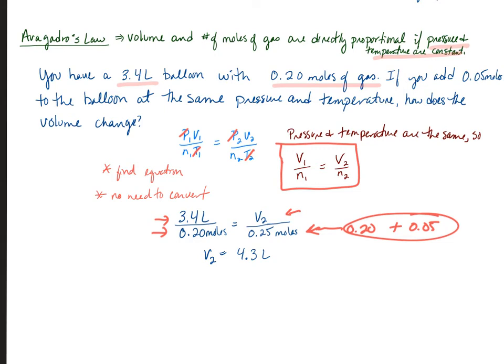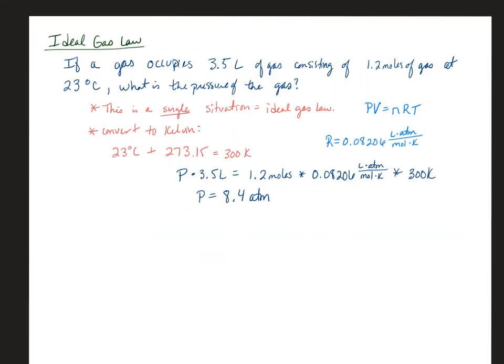These situations are comparing one form of gas to something changed to another form of gas. On the other hand, when you're using the ideal gas law by itself, it's usually discussing one type of gas under one set of situations.